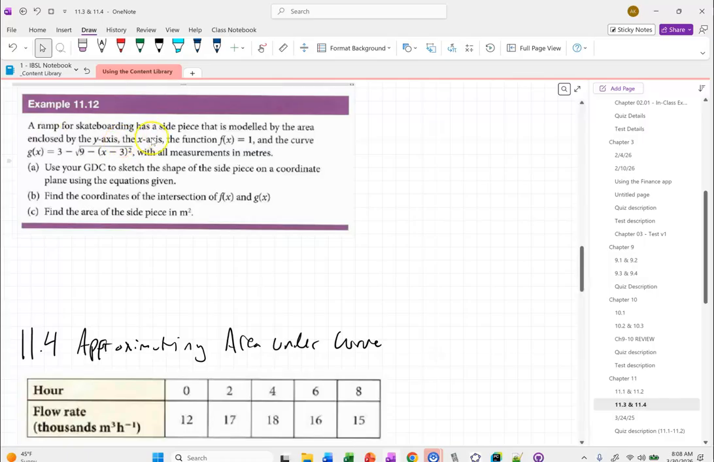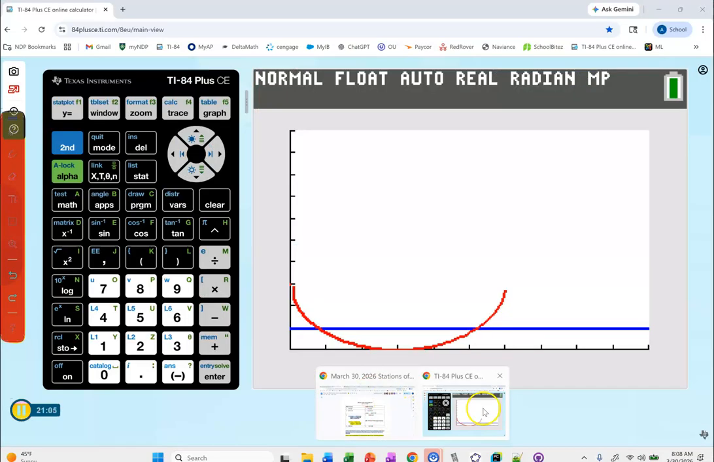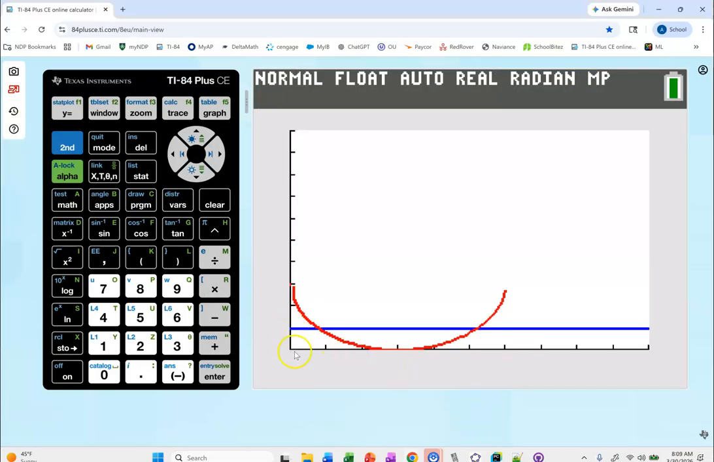So it says a ramp for the skateboard has a side piece modeled by the area enclosed by the y-axis, the x-axis, y equals 1, and this curve. So if I look, here's the x-axis, the y-axis, the curve, and then y equals 1. So it's like this little corner piece. Everybody cool with what we're talking about there? Okay, and it's asking me to then compute that area.